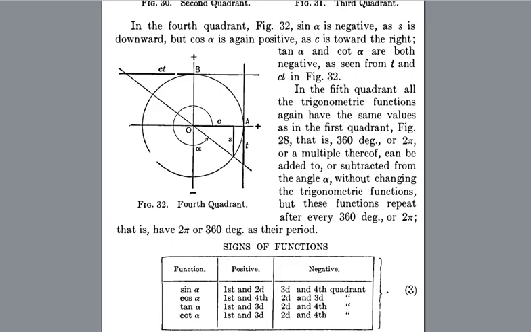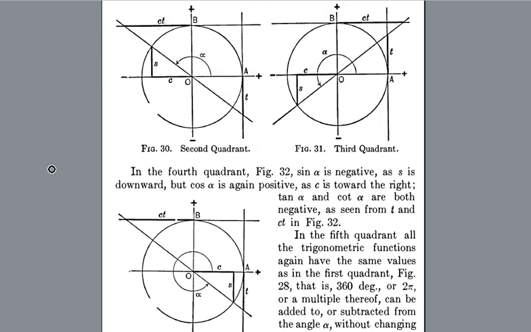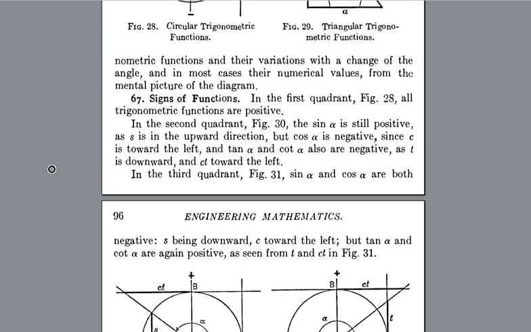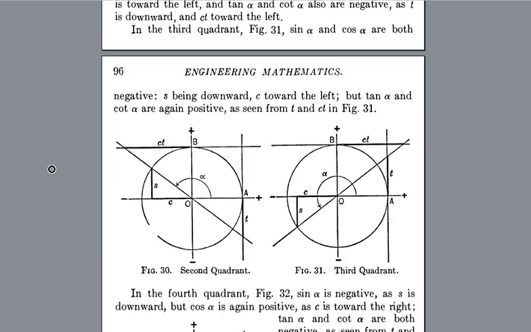Signs of trigonometric functions. 1. The sine of alpha is positive in the first and second quadrants and negative in the third and fourth quadrants. 2. The cosine of alpha is positive in the first and fourth quadrants and negative in the second and third quadrants. 3.